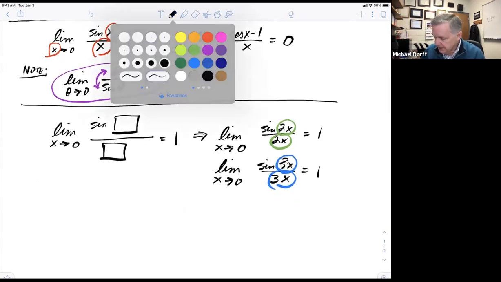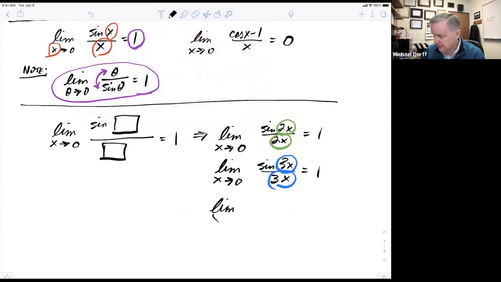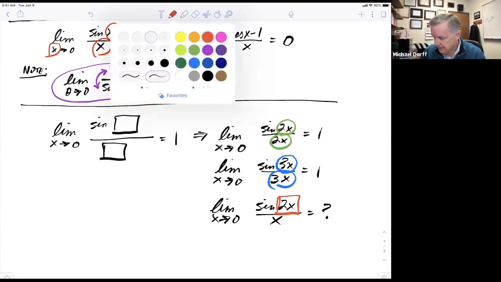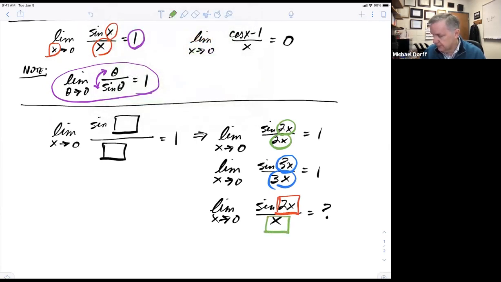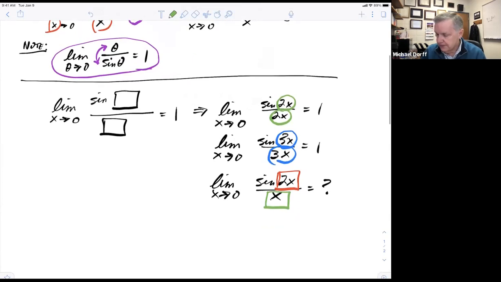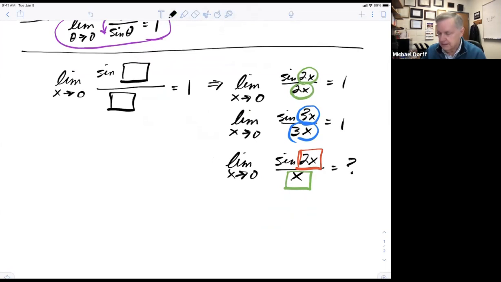So what about this case? What if I have the limit as x goes to 0 of sine of 2x over x? What does that equal? Well, I have a 2x in the top, but in the bottom I've got an x. Those don't match each other. So I need to rewrite it so that whatever's in the red boxes matches what's in the green box. So let's look at that and write it this way.